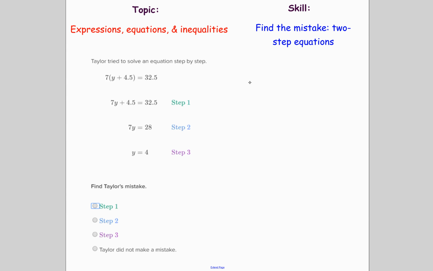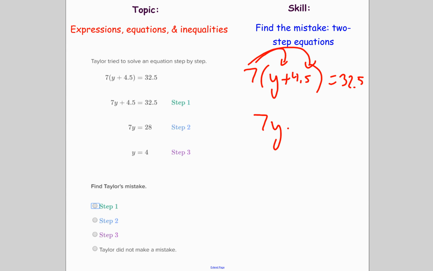So I'm going to start here. 7 times the quantity y plus 4.5 equals 32.5. In the first step, 7 times y would be 7y, and 7 times 4.5 would be, let's see, 7 times 4 is 28, and 7 times 0.5 is 3.5, so that would be 31.5 equals 32.5. Now, let's look real quick at this first step here.